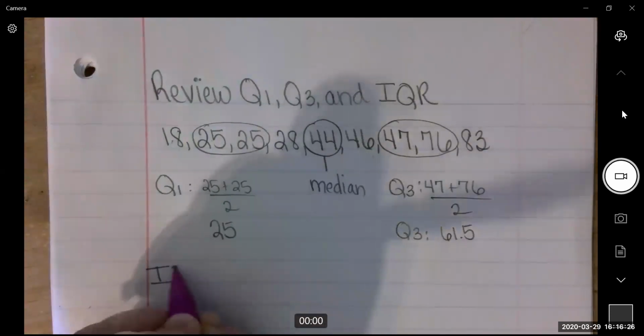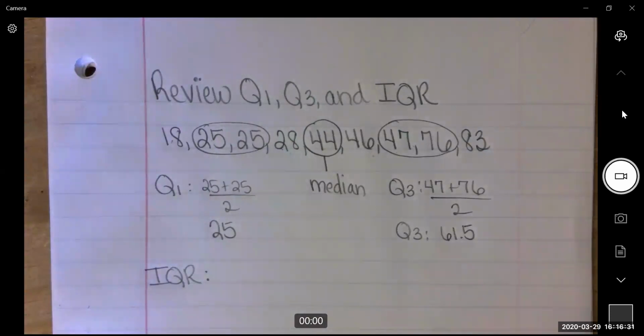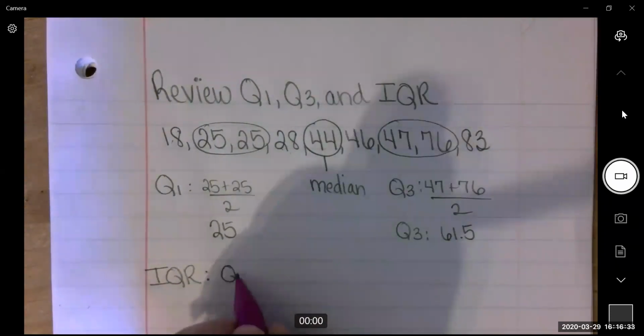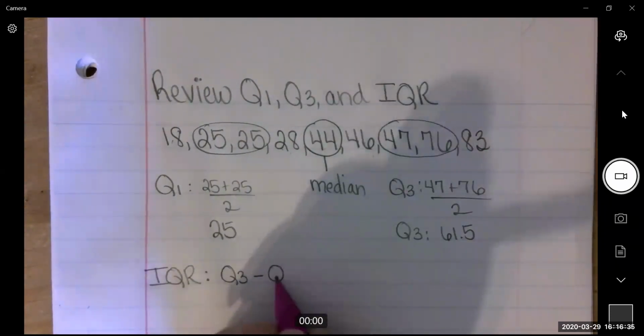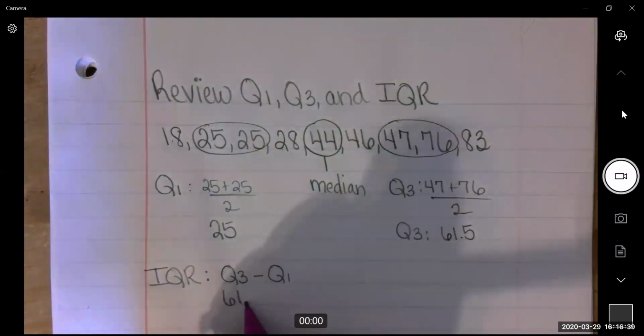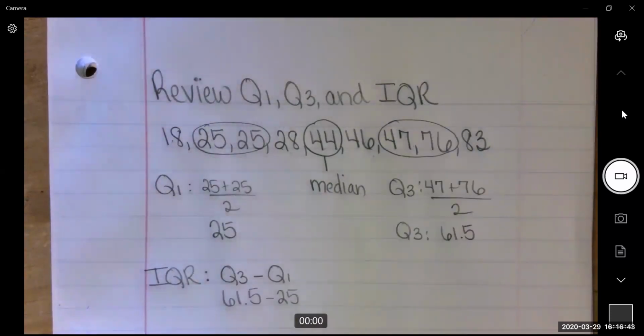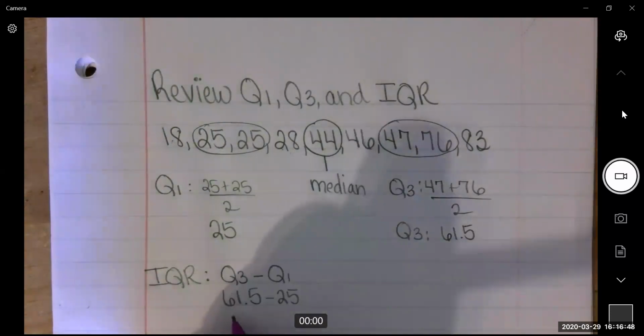Now we're going to look at the interquartile range. The interquartile range is quartile 3 minus quartile 1. So I'm going to subtract 61 and a half minus 25. So 61 and a half minus 25, the interquartile range is 36.5.